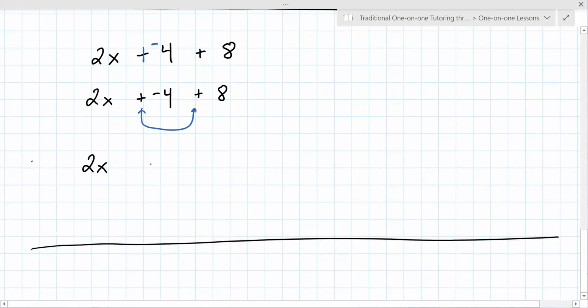2x plus negative 4. Do you do the negative 4 plus 8 first, or do the 2x first? You can combine those now. Okay, so now I can bring down the 2x, and then negative 4 plus 8 is going to be 4, right? Plus 4, yeah.